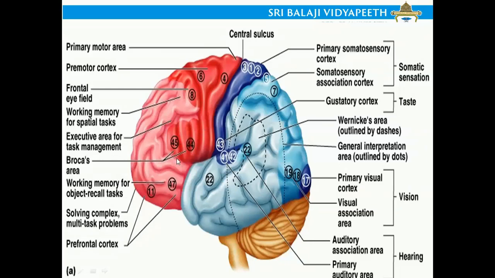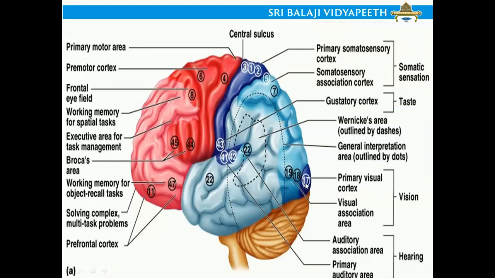Then you also have areas 3, 1, 2, which are behind the central sulcus, what we call the primary sensory cortex. Behind the primary sensory cortex, areas 5 and 7 form the accessory sensory cortex. Then areas 41 and 42 confine themselves to the primary auditory area, located in the temporal lobe. Area 22 is called the auditory association area, which helps in associating whatever you hear with the visual and other sensory activities. So it is one of the association areas.